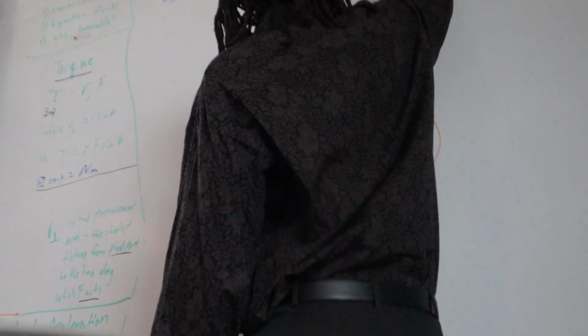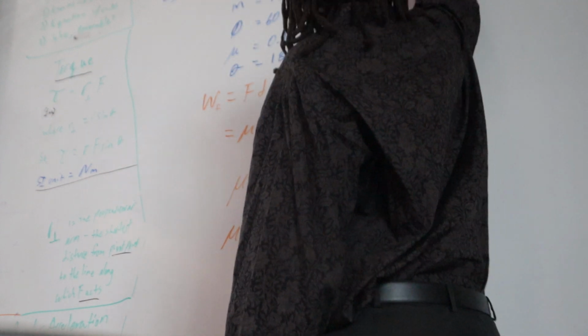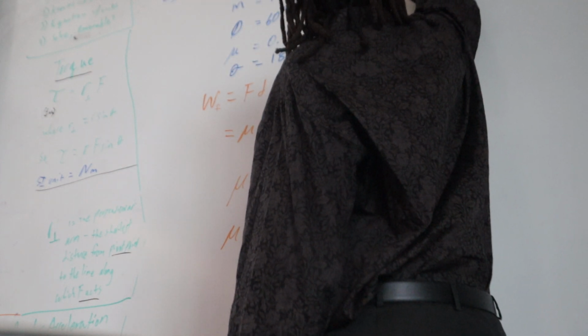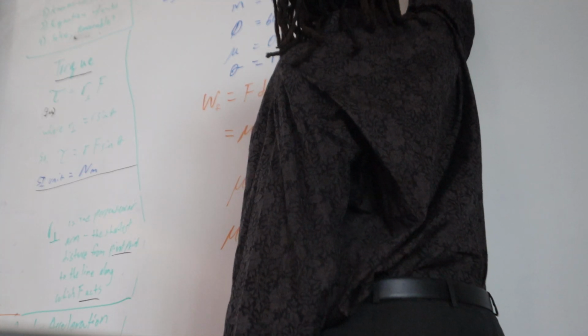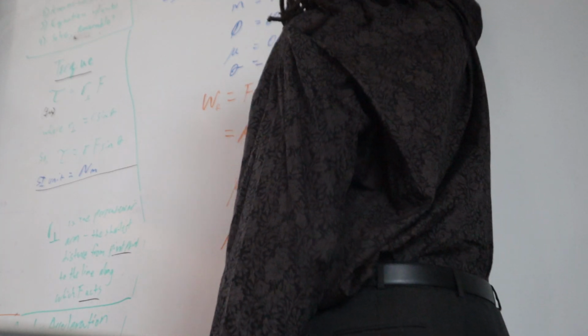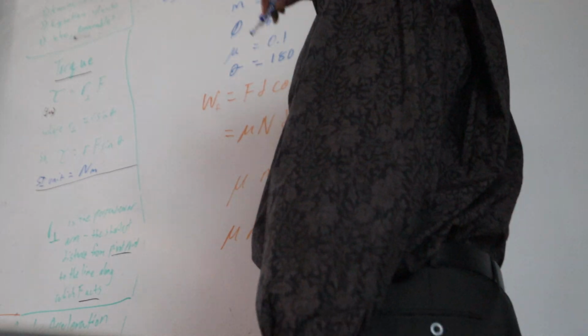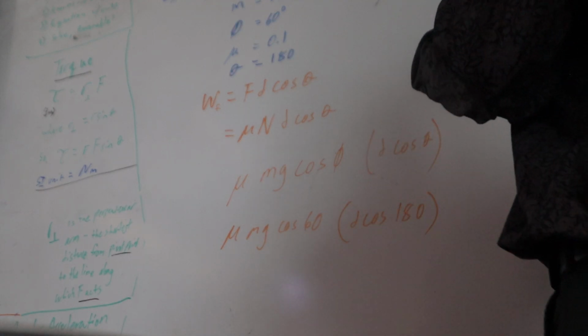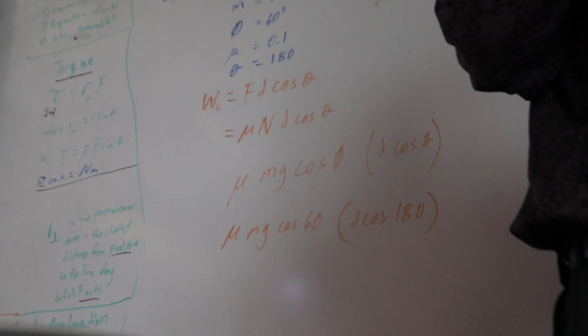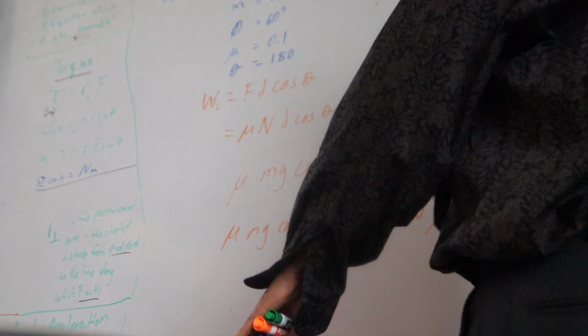Because the force of friction, here's why it's 180. Because the force of friction is going up. It's along this line. There's the force of friction. Because it's along this line, it's actually going to be the 180 because it's going along that line. So the work done by friction, the distance that it's traveling is traveling along that straight line.